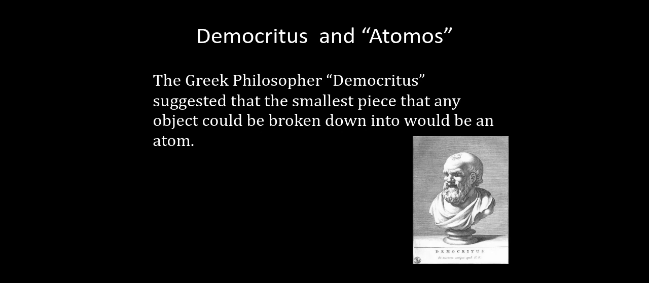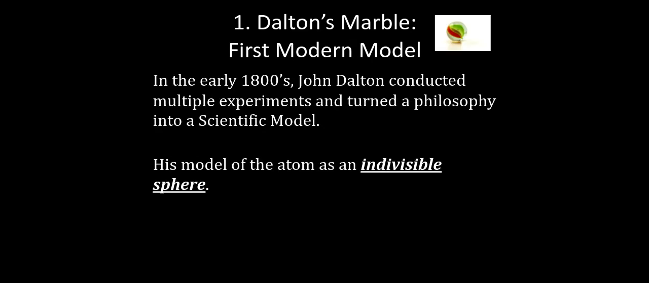Now, the idea of the atom was more of a philosophical idea than an actual idea for most of human history, right up until the beginning of the 19th century. The man who took a philosophy and turned it into a scientific model was John Dalton. John Dalton was the first model of the atom that you actually need to be aware of.